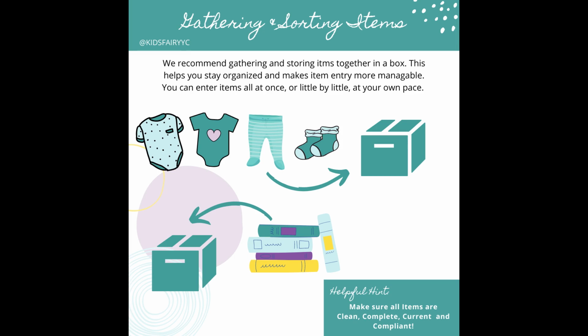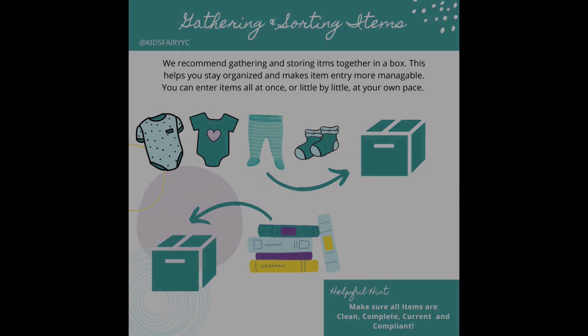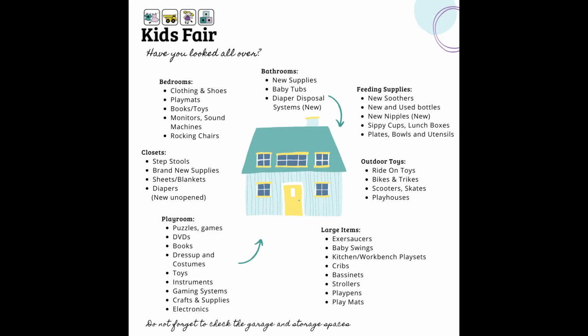This is beneficial as it helps a consignor stay organized and find specific items at a later time, and will help Kids Fair disperse sold items once a consignor drops them off. This method also breaks items into smaller, more manageable blocks, so they may be entered little by little at a consignor's own pace. For more information about where to look for items to consign, please see the graphic displayed on your screen and in the Kids Fair Consignor Guide.